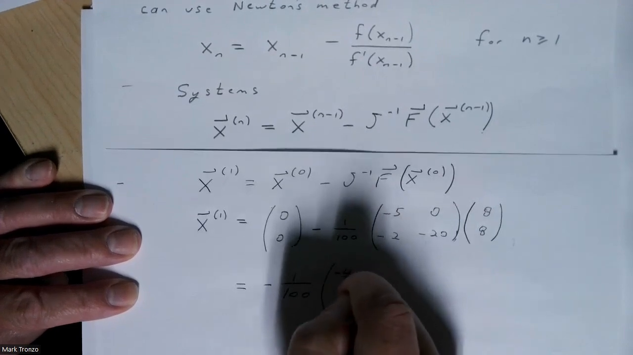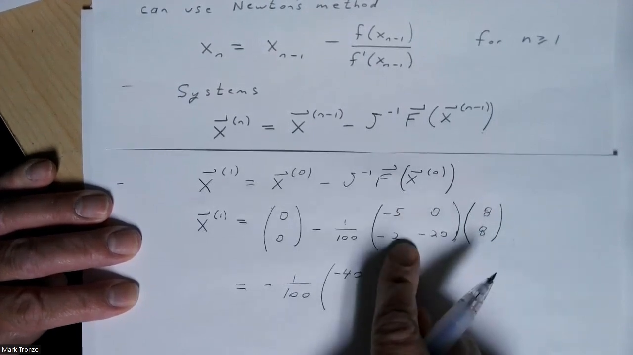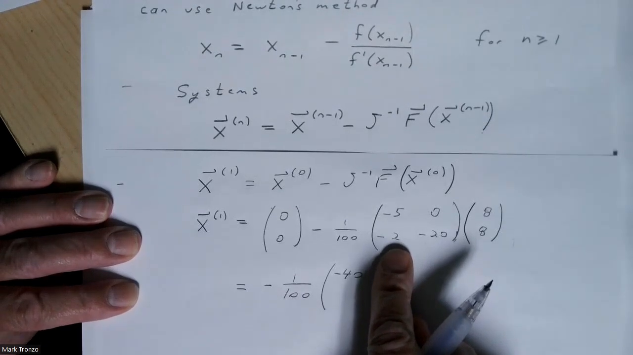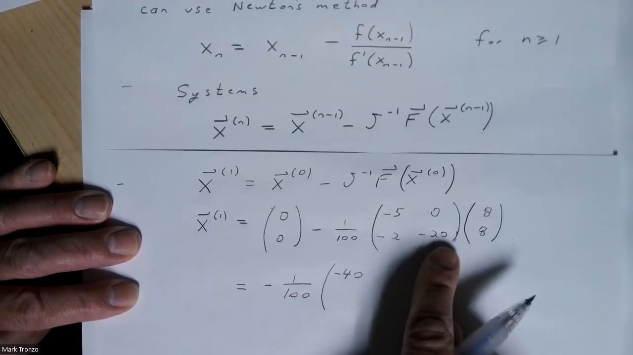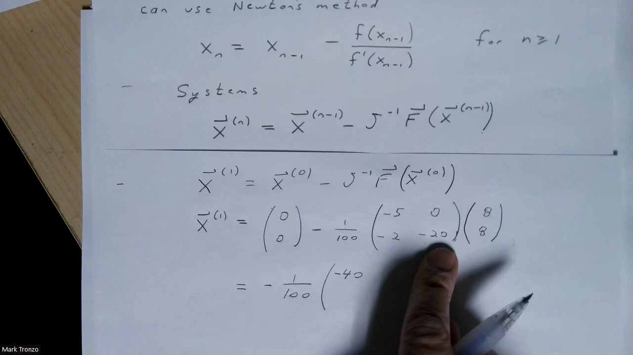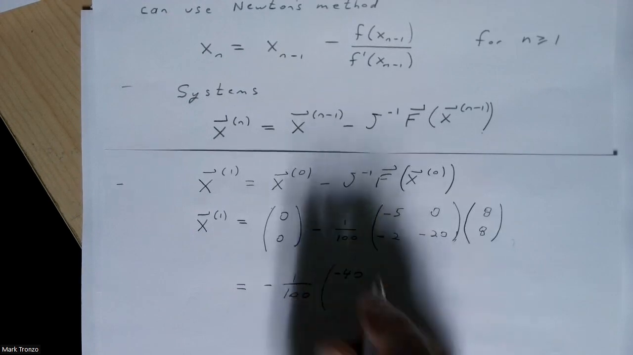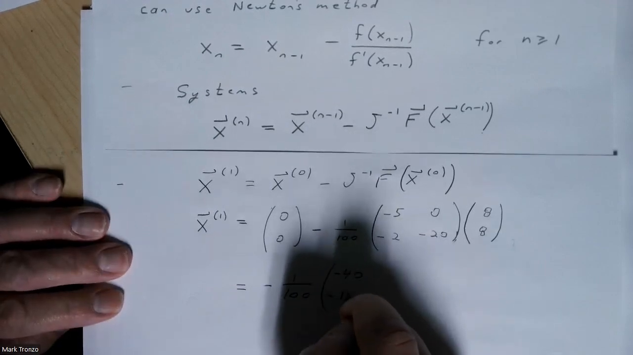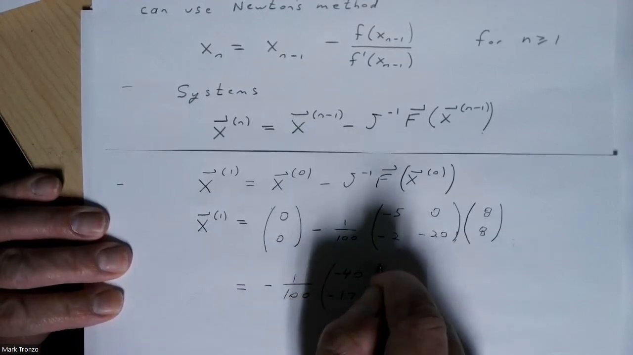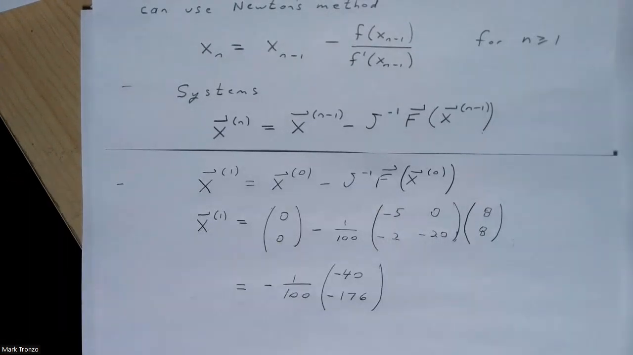Minus 40 plus 0. And this would be minus 16 and minus 160. So it's minus 172. Excuse me, minus 176. That gives us minus 176 like this.